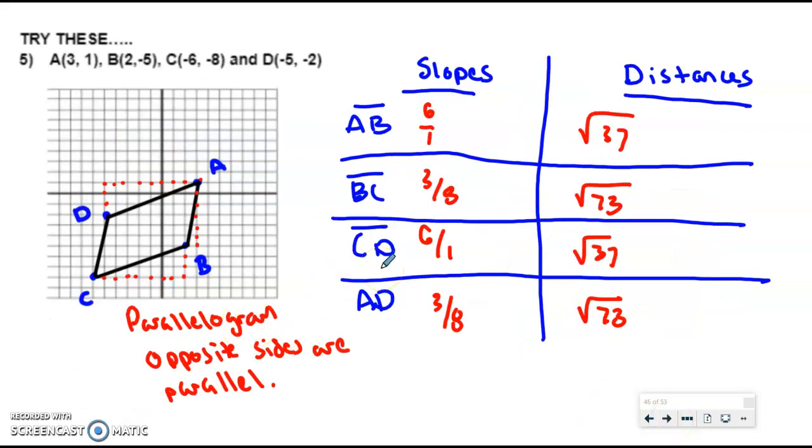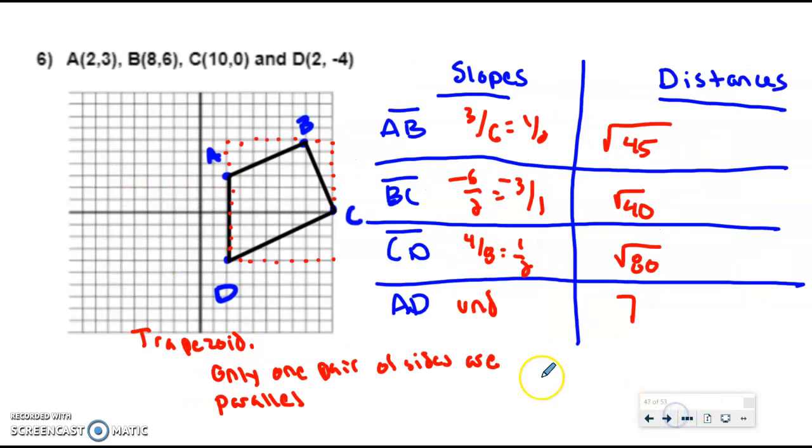When I look at number 5, you should have found that to be a parallelogram, because we do have 2 pairs of sides that are parallel to each other. And then we also have 2 pairs of sides that are congruent, but not all of them are exactly the same. And for number 6, you should have found that to be a trapezoid, because it does have 1 pair of sides that are parallel, which actually turns out to be AB and CD.